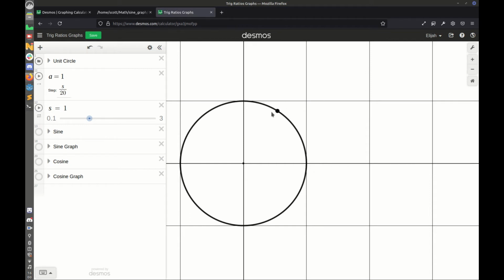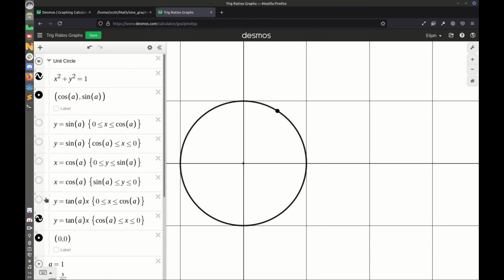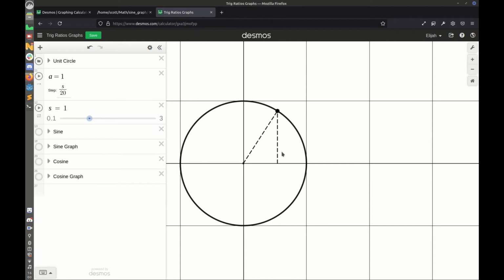So we have our point, and what we can do to get a triangle is first we want our hypotenuse. We can do that by drawing a line from the origin here out to that point. And if I turn that on, then you'll see here we have this line going out, and that gives us our hypotenuse. And then if we draw a line from the point down to the bottom, suddenly there's a triangle.